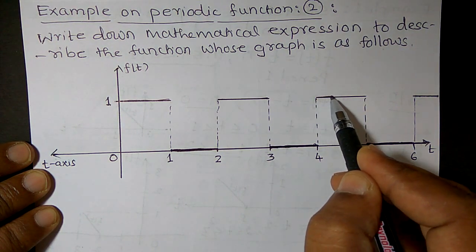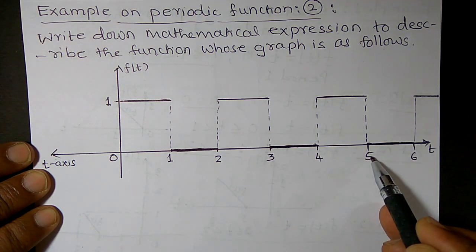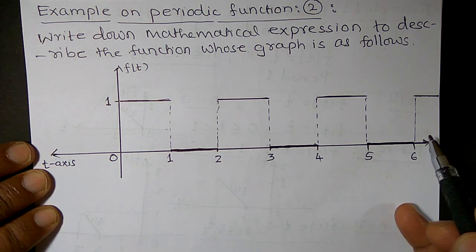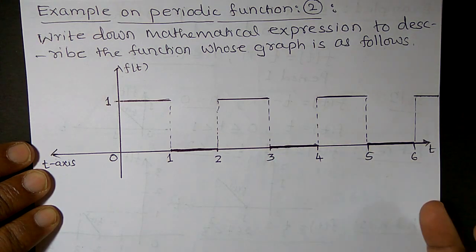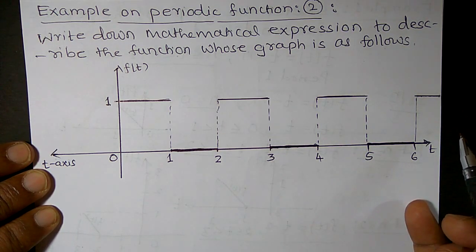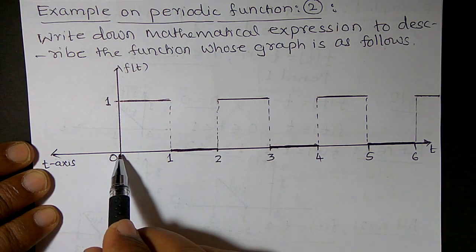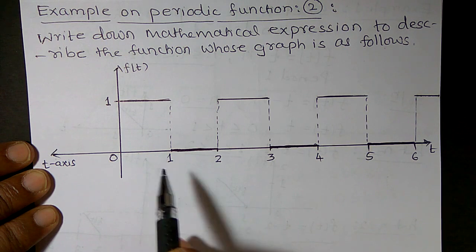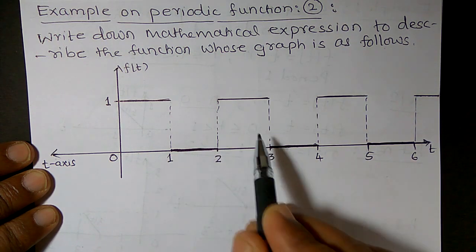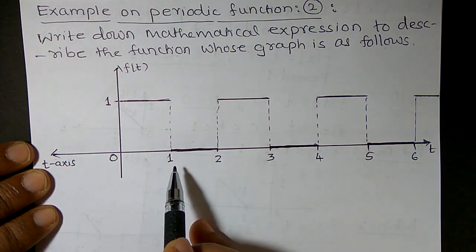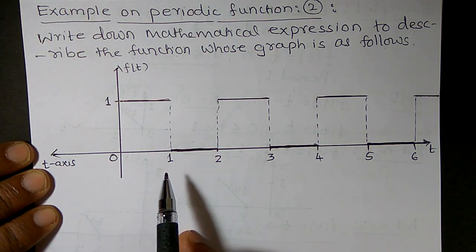4 and 5, I hope you'll get this graph. 5 and 6, this graph, and so on. It will repeat the same thing. So then you can think about the period. What is the period of the graph? The period of the graph is one interval. It repeats the same graph for a period.